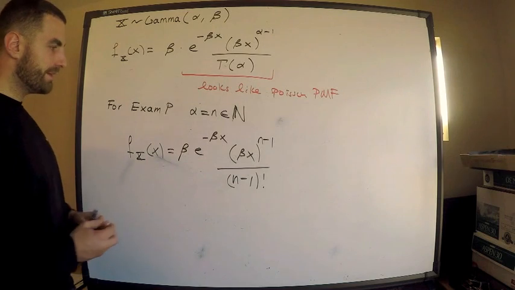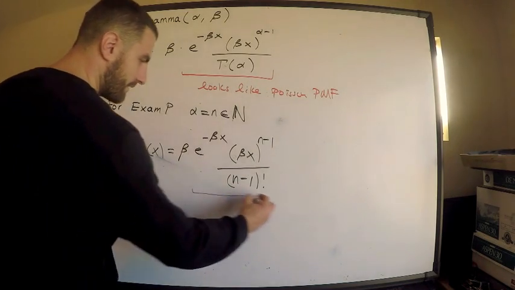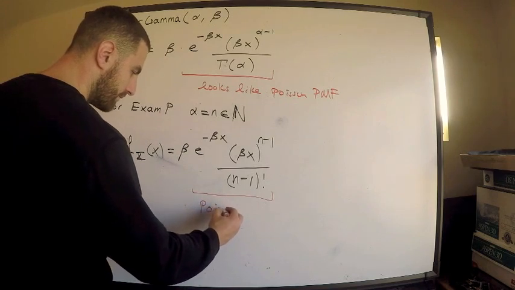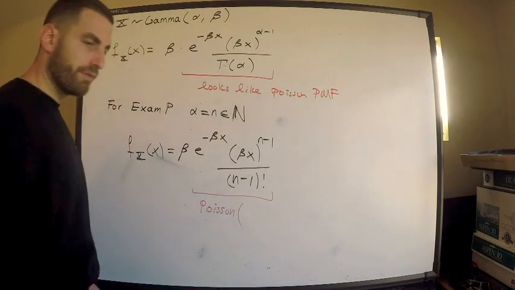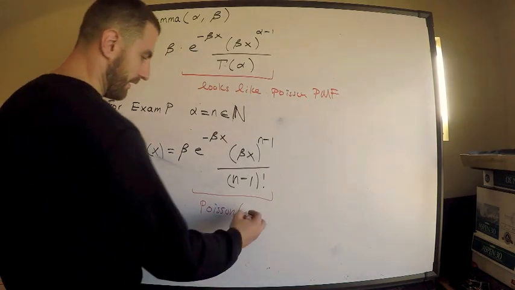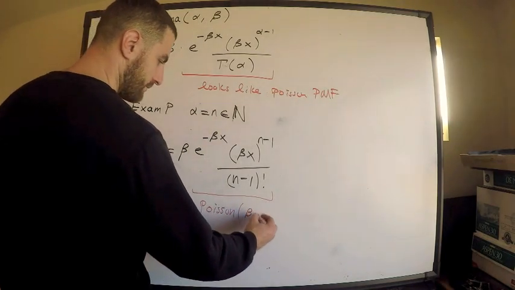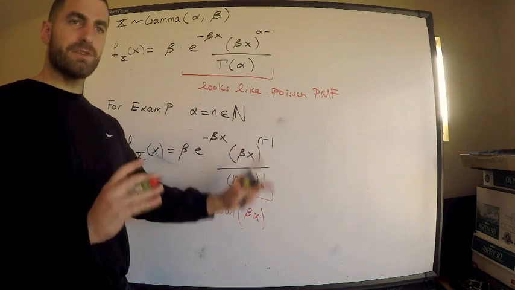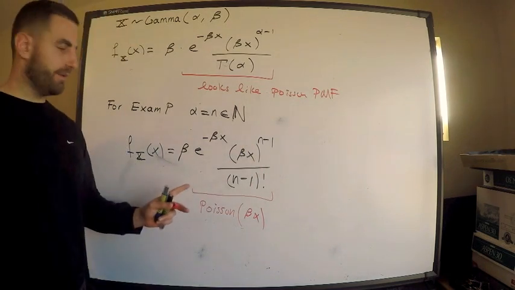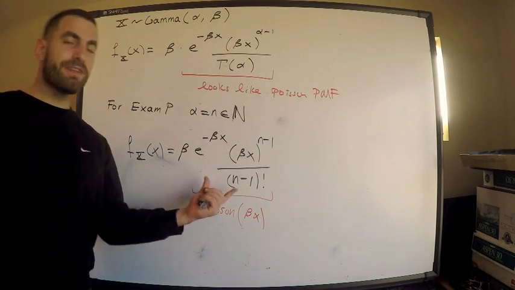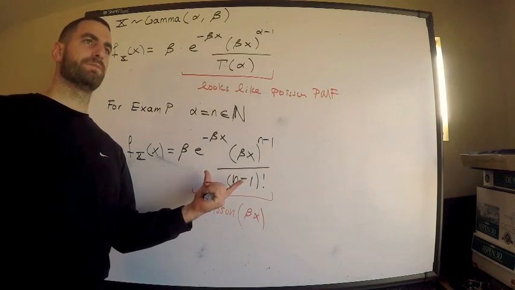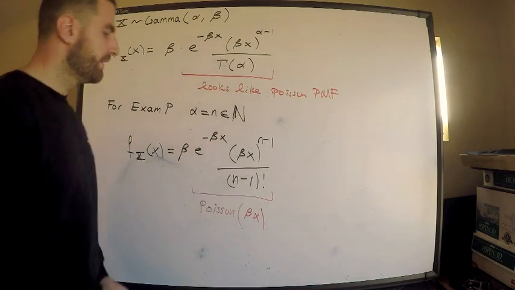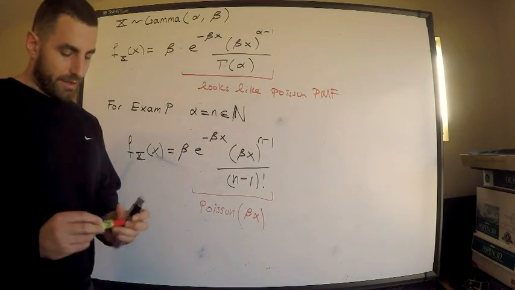And let me just point out again, this looks like Poisson with parameter beta x, right? And n minus 1. So it's slightly off, but this is how I remember it. Beta times sort of like the Poisson mass function.